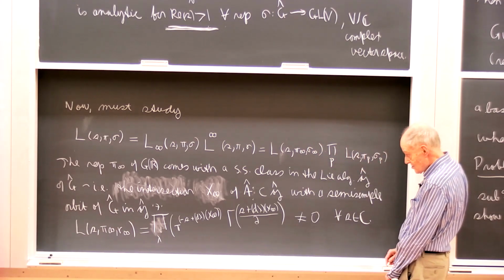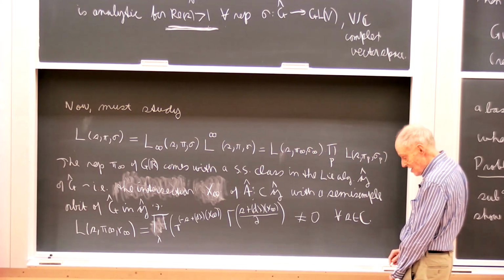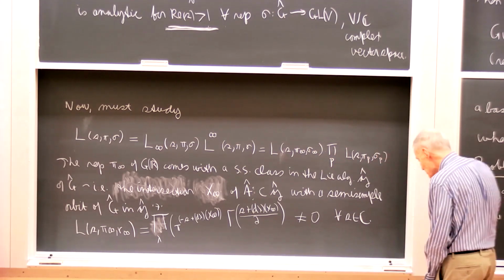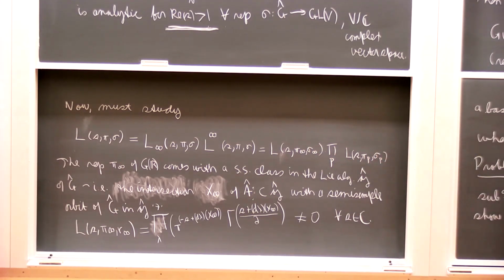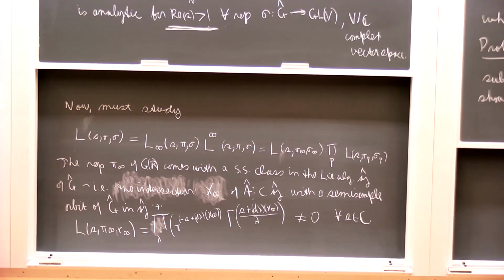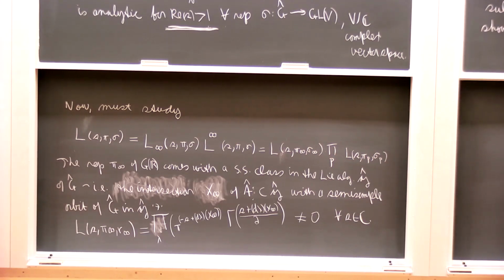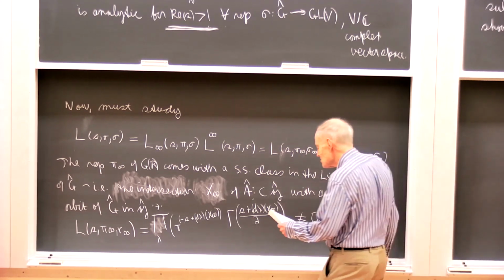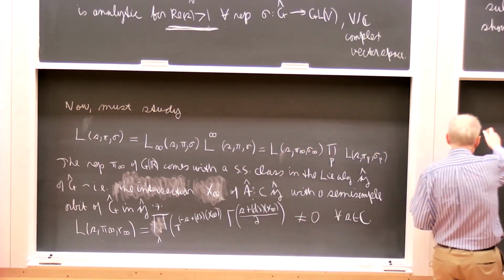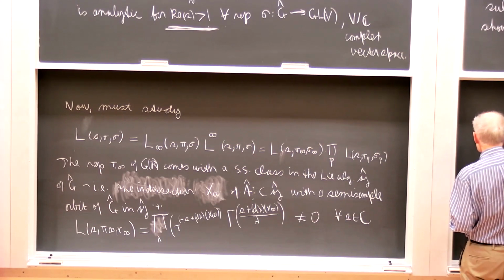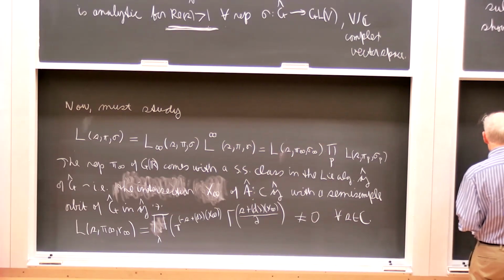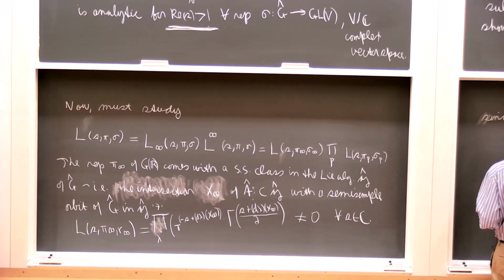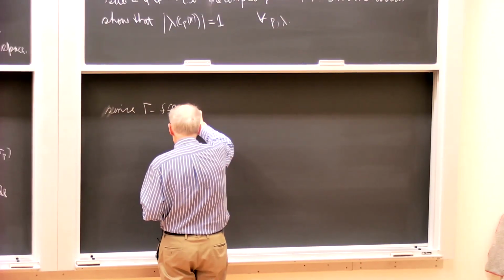The reason it's non-zero is, I'm just copying Langlands' assertion. I didn't bother to look it up, and I don't carry gamma functions around in my head. It's because the gamma function doesn't have any zeros. So since the gamma function is never zero.